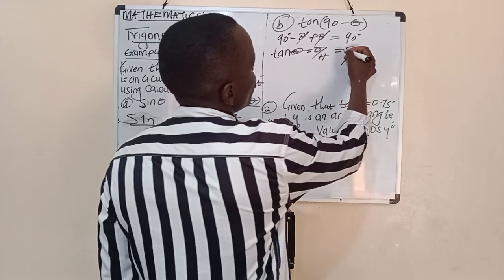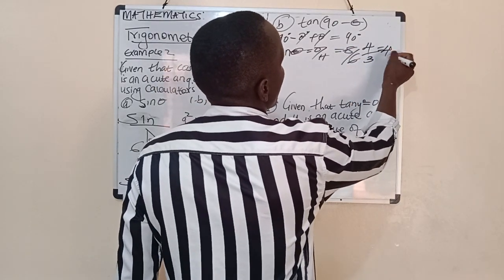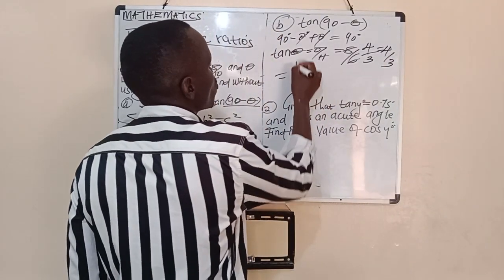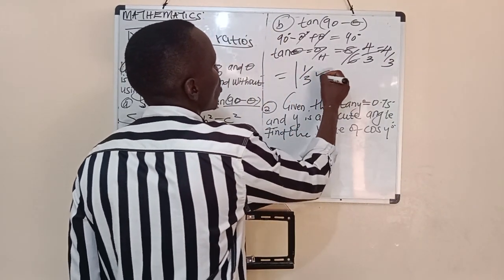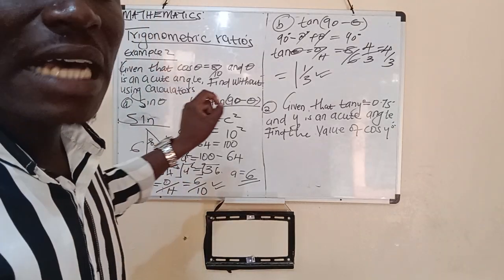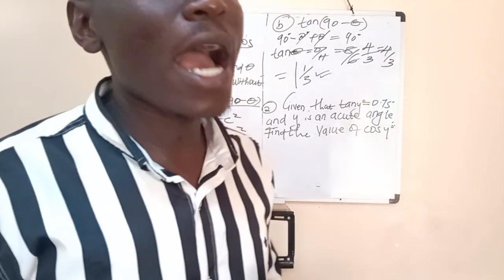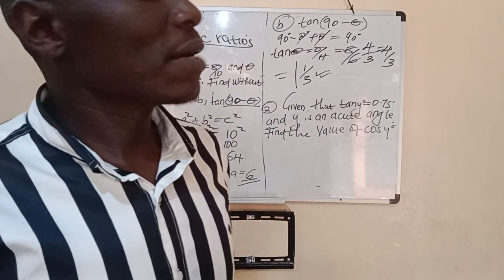So by simplification, we divide by 2: 4, and by 2: 3. So we are going to have 4 all over 3. So that is the value of tan (90 minus theta). I hope you were following well.